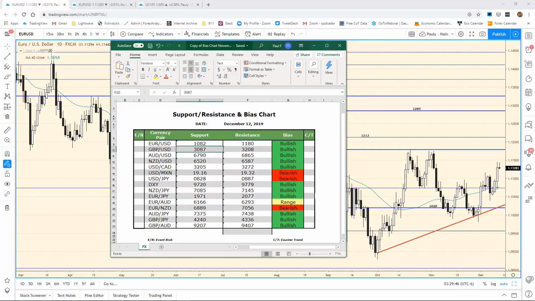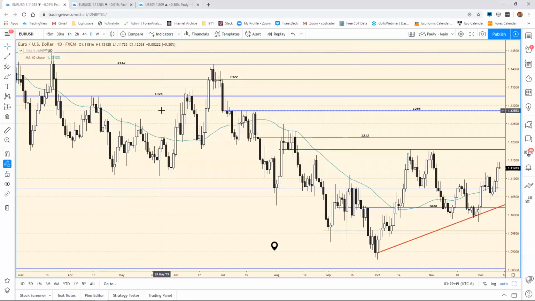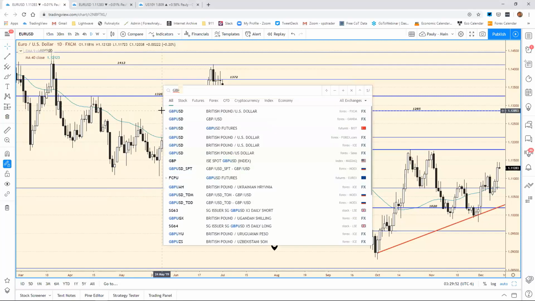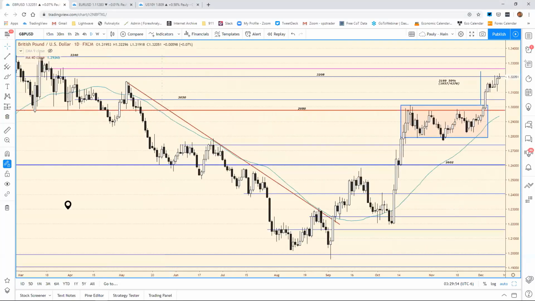Let's move into the cable. So the cable closed at its best levels on Wednesday. Resistance is 32.65, and you can see that level coming up here, confluencing with the range extension of 32.44. Look, all bets are off the table, obviously, with the UK election on top of us at this point now.